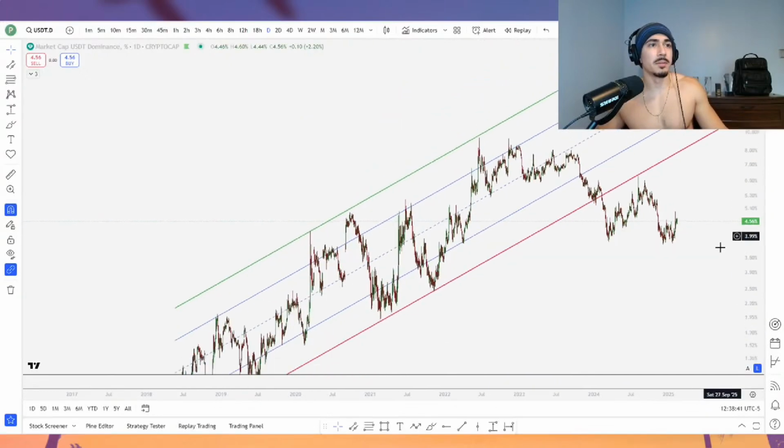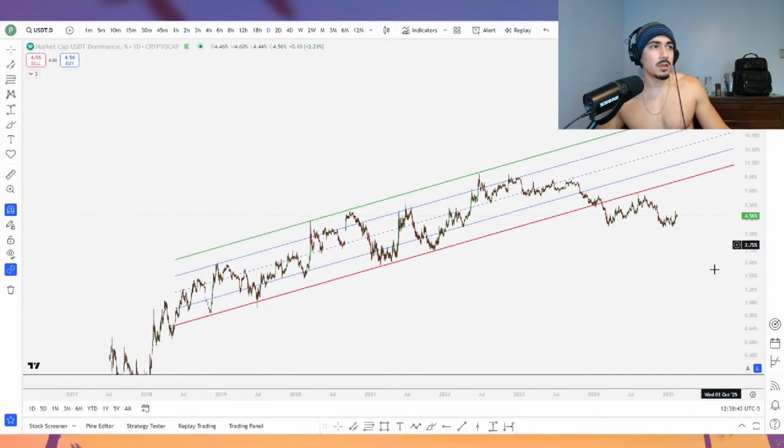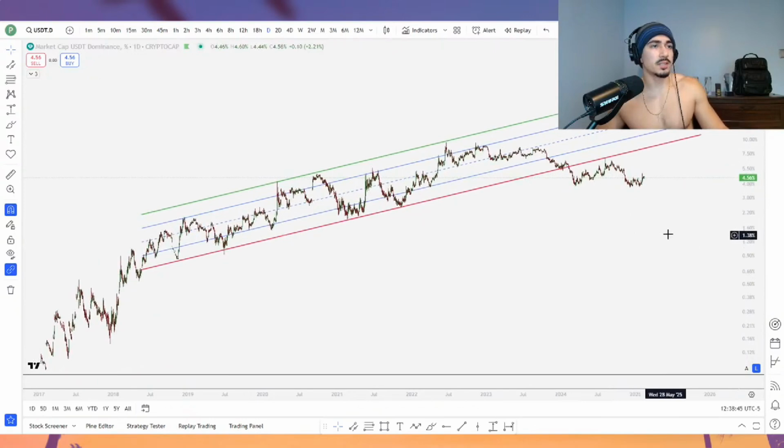Let's look up Tether Dominance. So USDT Tether Dominance. What is this chart? So this chart is a great way to basically call cycle tops and pivot points in crypto.